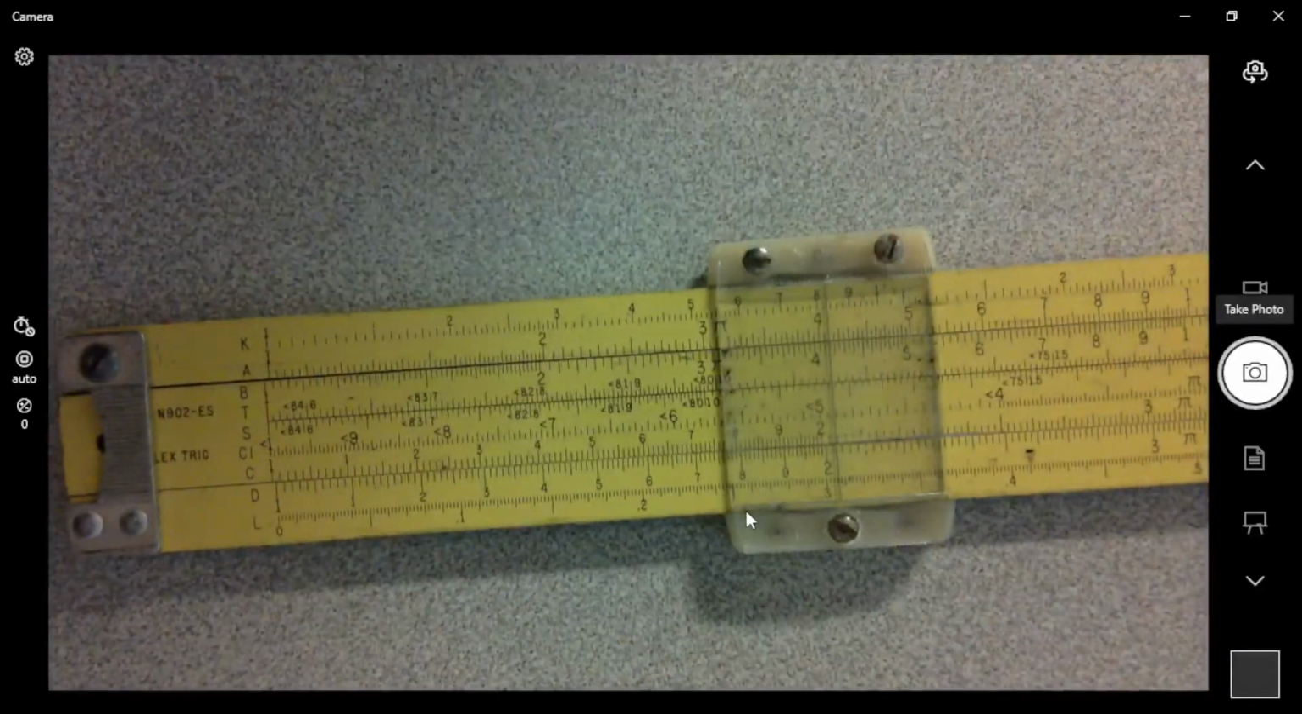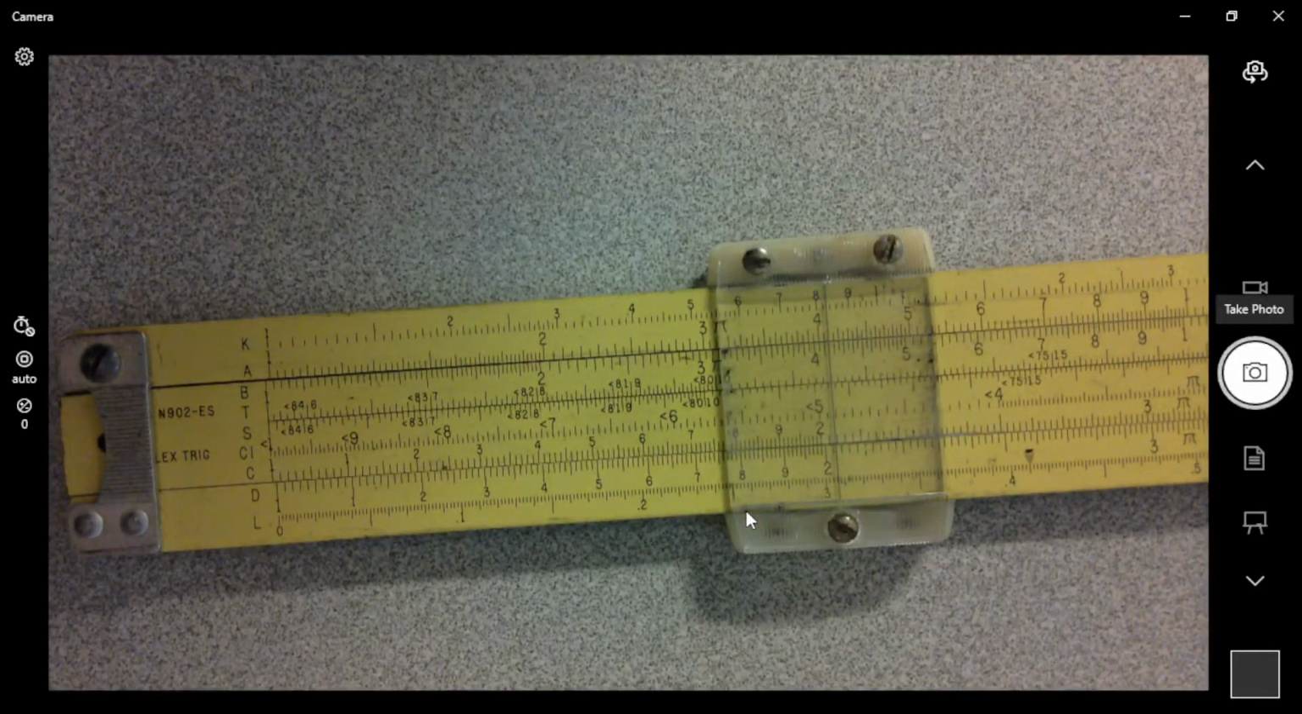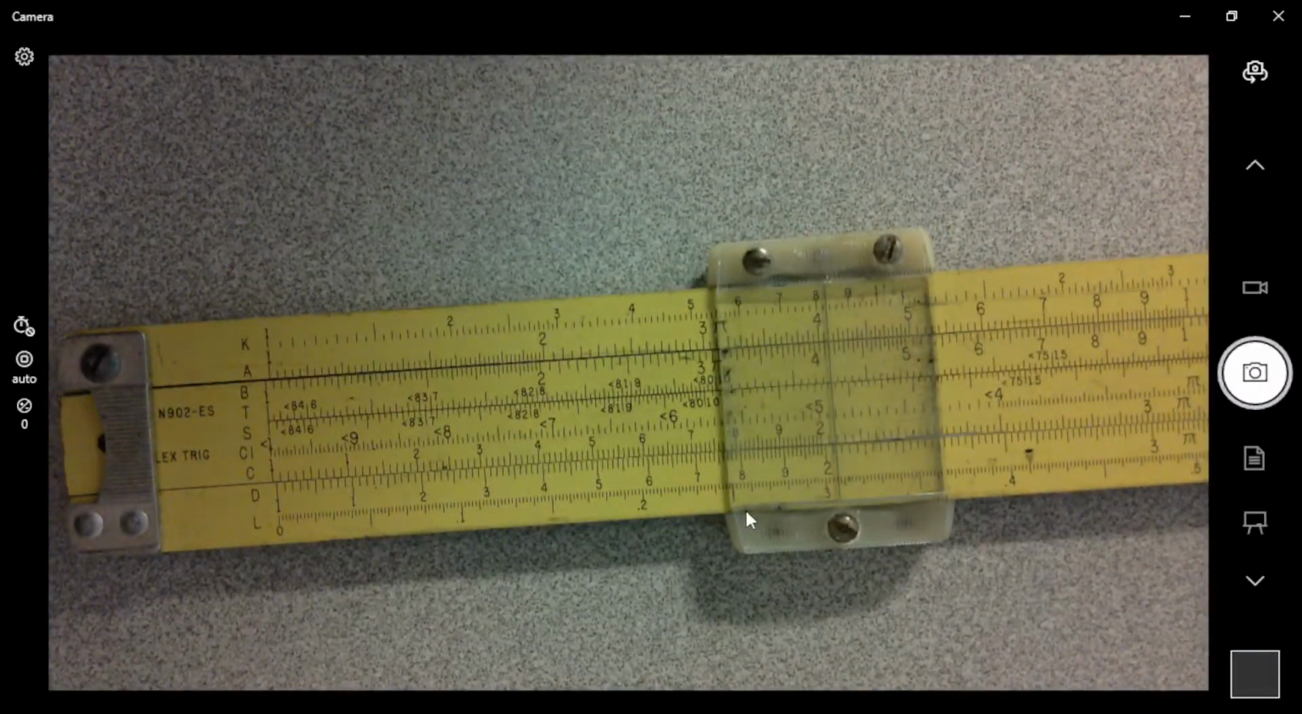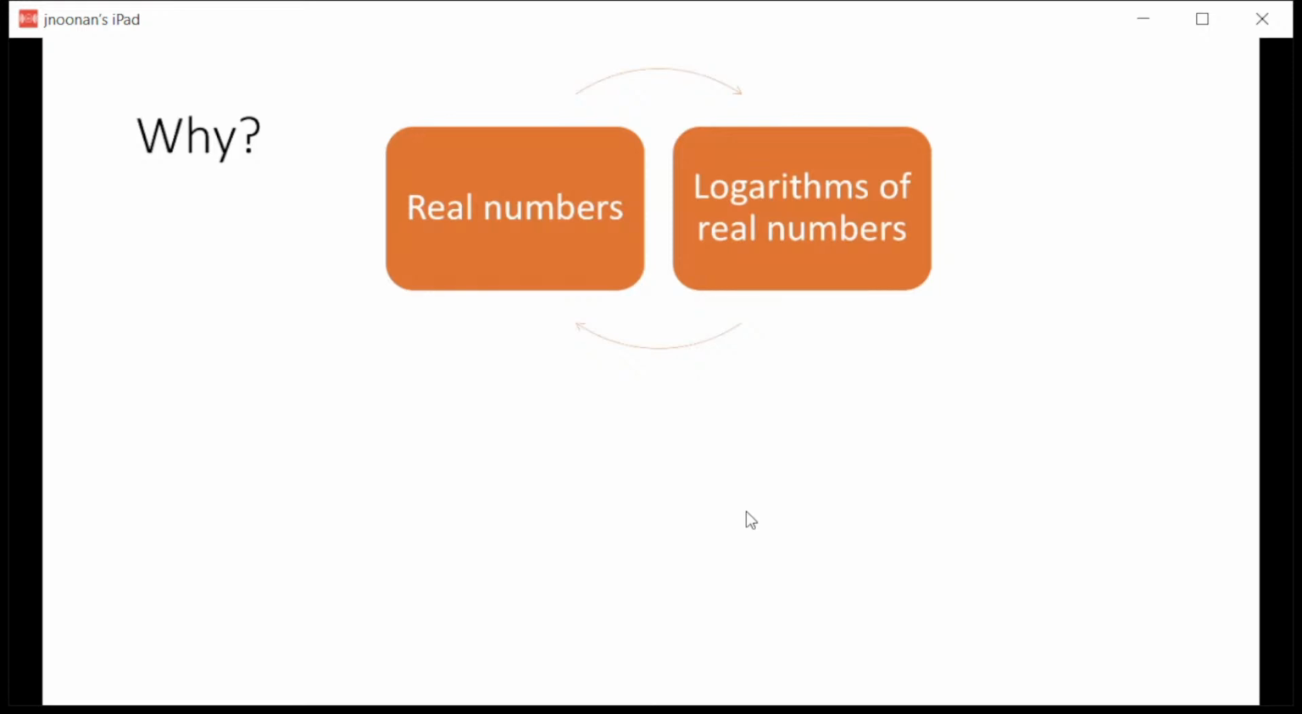Where are my logarithms? Hold on a sec. There it is. So why would we care about logarithms and slide rules? It's because real numbers and logarithms of real numbers can easily be switched back and forth between the two, because you know what a logarithm is. So for example, the logarithm of 1 is 0 and e to the 0 is 1. So there's this transformation. In the olden days, back before you had a hand calculator, people had tables of logarithms.